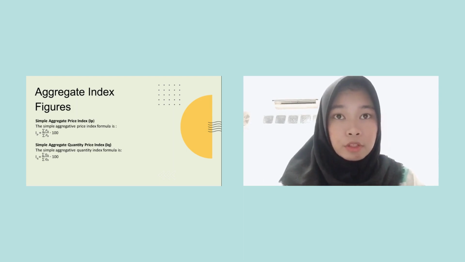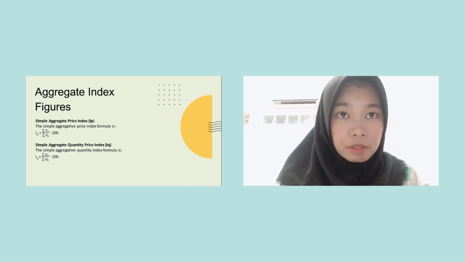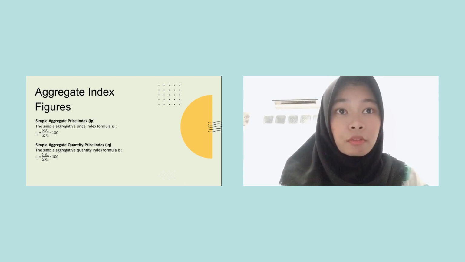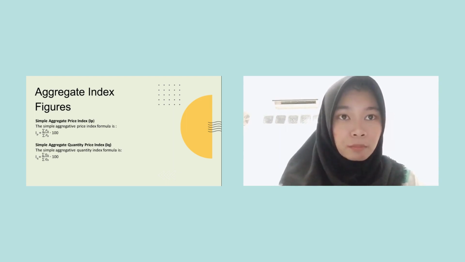Relative index figures. This index number is used if we want to see changes in the condition of a commodity from various periods. Therefore, the focus of attention is only one commodity. As for the calculation of the price index, the price change in question is the price change for the commodity concerned and doesn't reflect price changes in general. So the formula is PN over PO multiplied by 100.